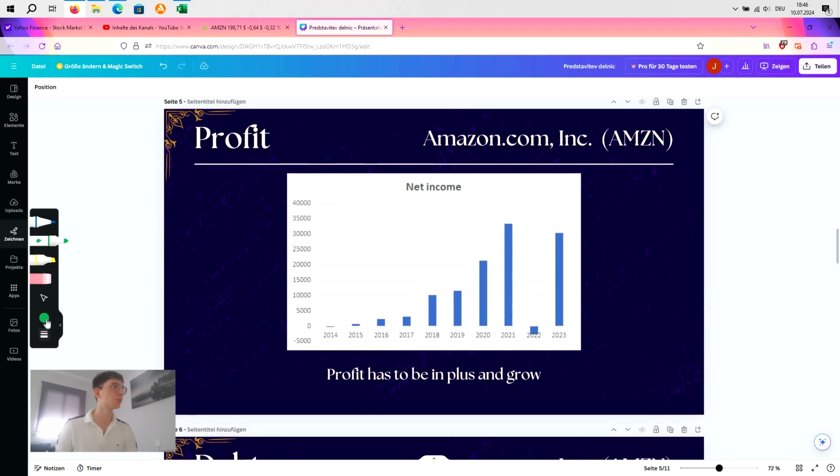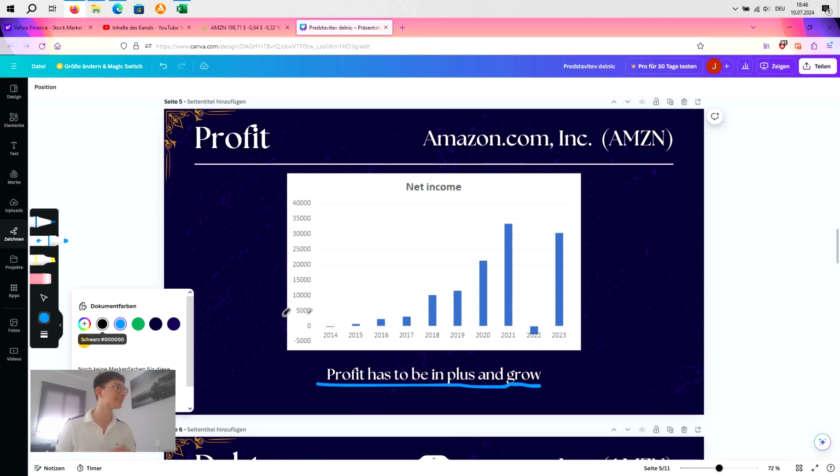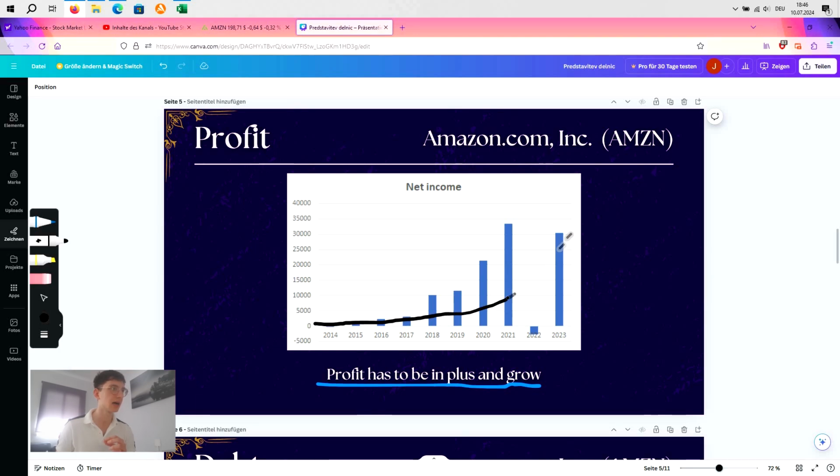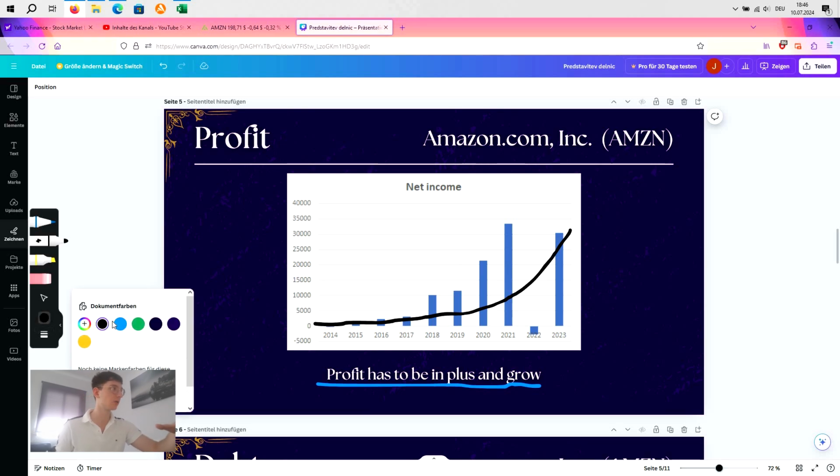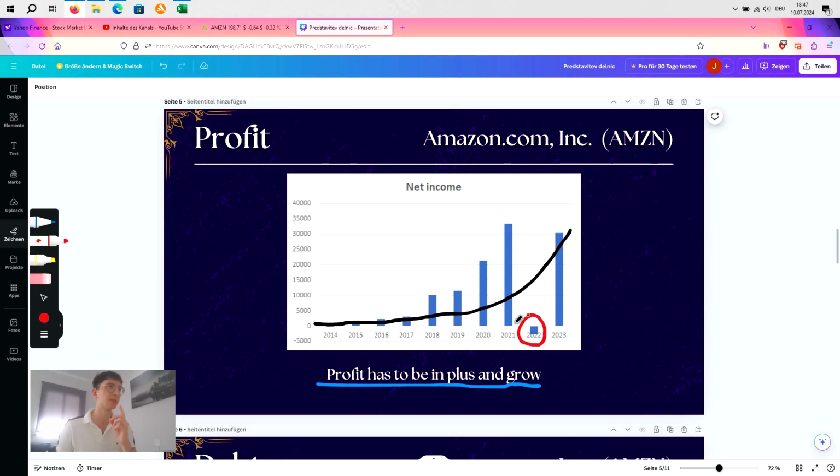Now we come to the profit, and for profit we have an instruction that tells us profit has to be in plus and it has to grow as well. Now here is the same story. Here I will draw a little exponential line, kinda like that. And now we are going to compare the profit line or the profit chart with this growing line, okay? Does it follow? Let's take a look. Generally, yes, except here in 2022 where they had minus, okay?